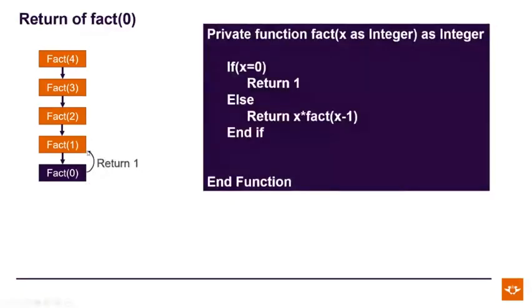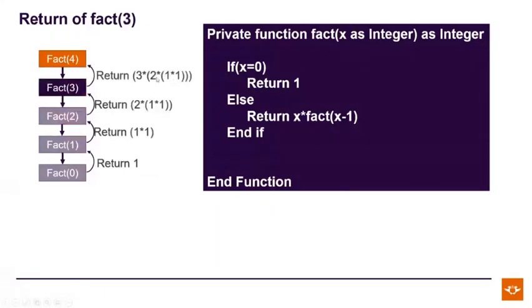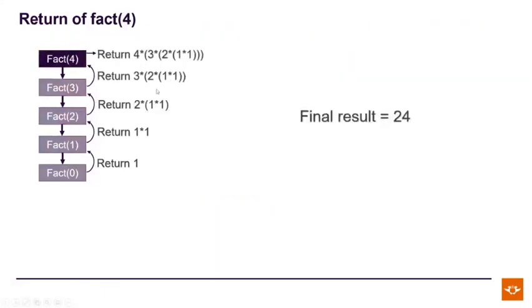Now we have our 1. We can start to loop back. We can start to return. Okay? So we return 1, then we return 1 times 1, then we return 2 times 1 times 1, then we return 3 times 2 times 1 times 1, and we get our final answer 4 times 3 times 2 times 1 times 1, which is 24.